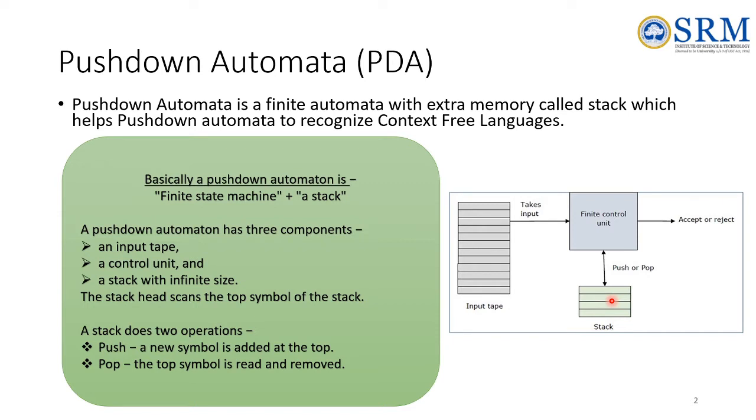A PDA consists of three components: the control, the input tape, and a stack. With respect to the stack, we can have two operations, push and pop. If you have a string that has to be checked whether it belongs to a context free grammar or not, you can check it with the controller and either accept or reject the string. This is the general idea behind a PDA, a finite state machine with a stack.